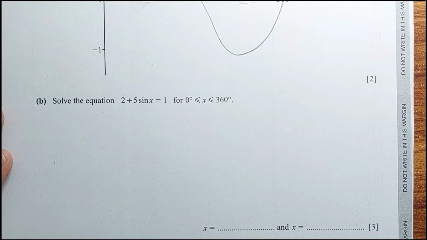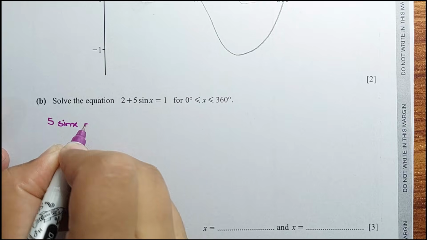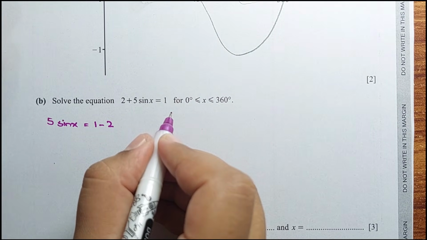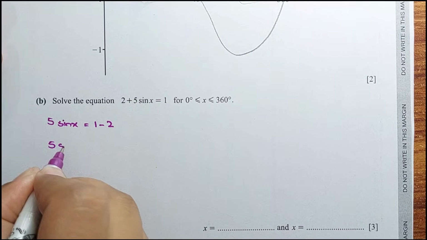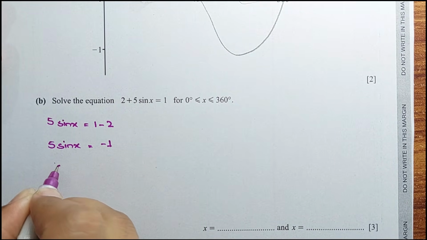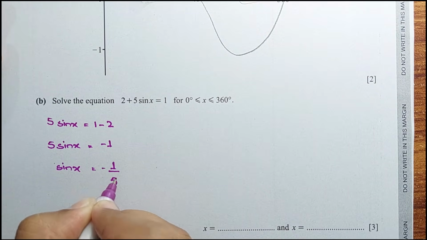Part B, solve this equation for 0 to 180. Okay, so 5 sine x is 1 minus 2. Shifting the 2 to the other side becomes -1. So 5 sine x becomes -1 and sine x is -1/5.